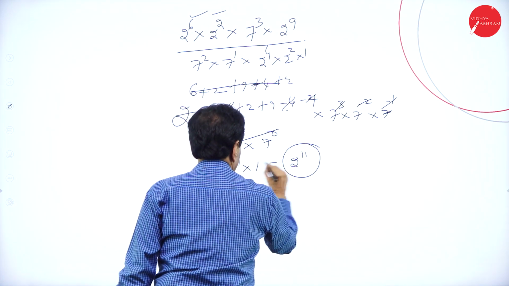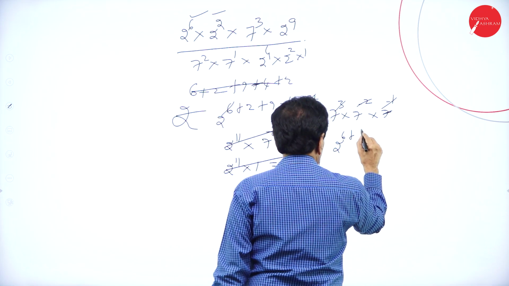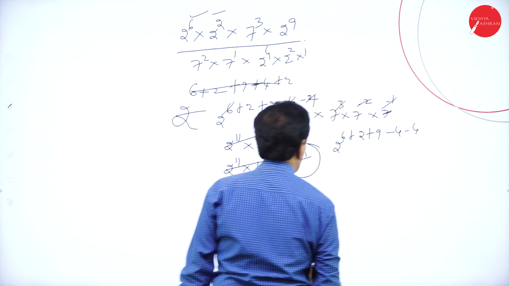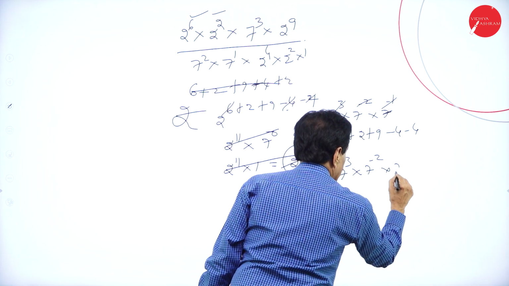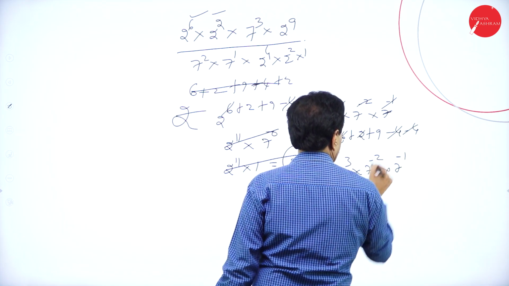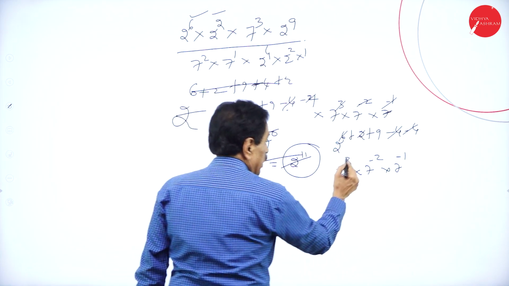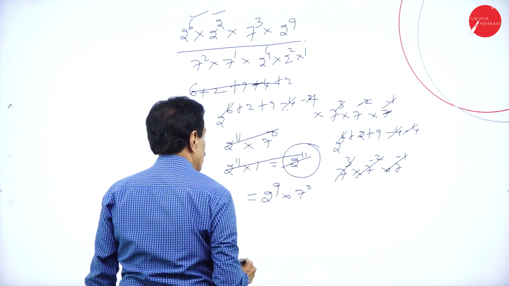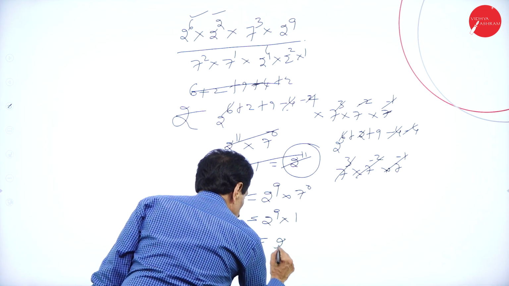We can strike off these once again. 2 to the power of 6 plus 2 plus 9 minus 4 minus 4. This is 7 to the power of 3, 7 to the power of minus 2 into 7 to the power of minus 1. So 6 plus 2 minus 4 minus 8 gone. It is 2 to the power of 9 minus 2 minus 1 minus 3. So it will cancel out. It is 7 to the power of 0. This is 2 to the power of 9 into 7 to 1. The answer is 2 to the power of 9.